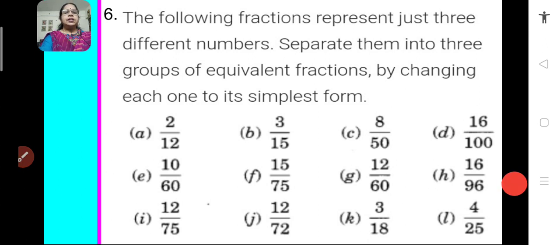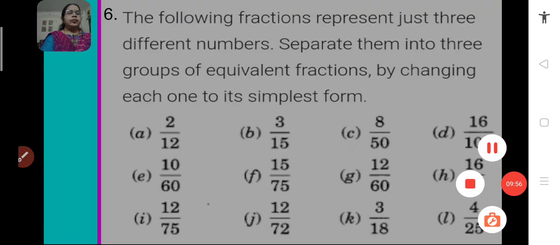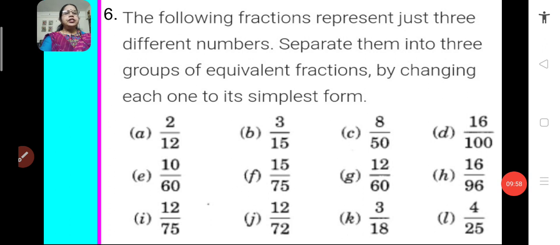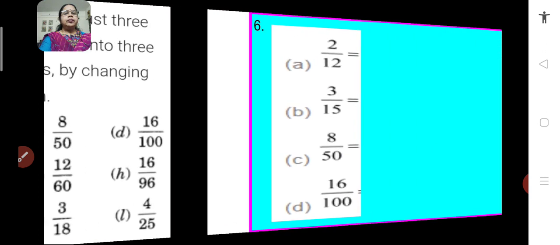Question number 6. The following fractions represent just 3 different numbers, separate them into 3 groups of equivalent fractions by changing each one to its simplest form. So, we have the fractions here, we have to change them into simplest forms and compare them and separate them into 3 different groups because they represent only 3 different fractions. So, let us see how we do that.